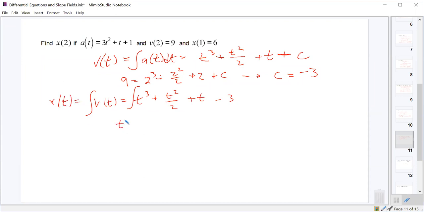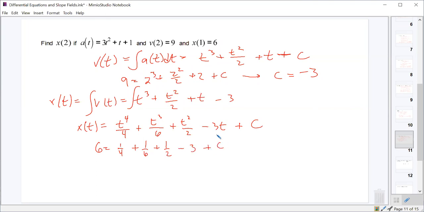So x of t should be t to the 4th over 4 plus t cubed over 6 plus t squared over 2 minus 3t plus a constant. And then you plugged in 1 to get 6. So we had 6 equals a 4th plus a 6th plus a half minus 3 plus our constant. And what was our constant this time? And we'll call this constant 1, just so that we distinguish from our original constant.